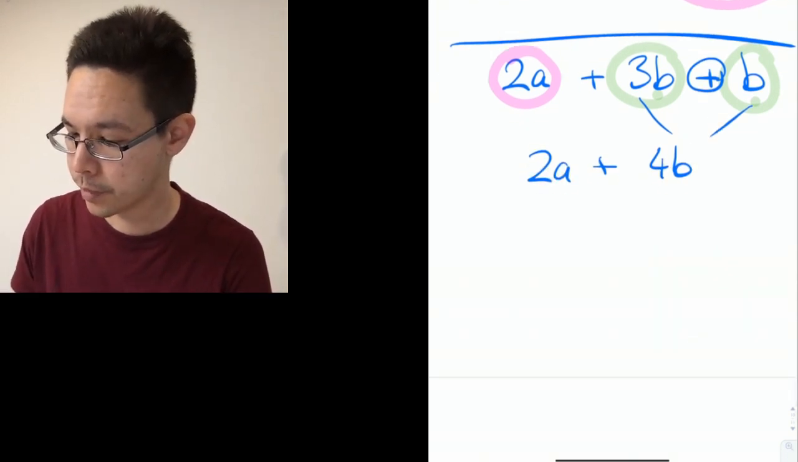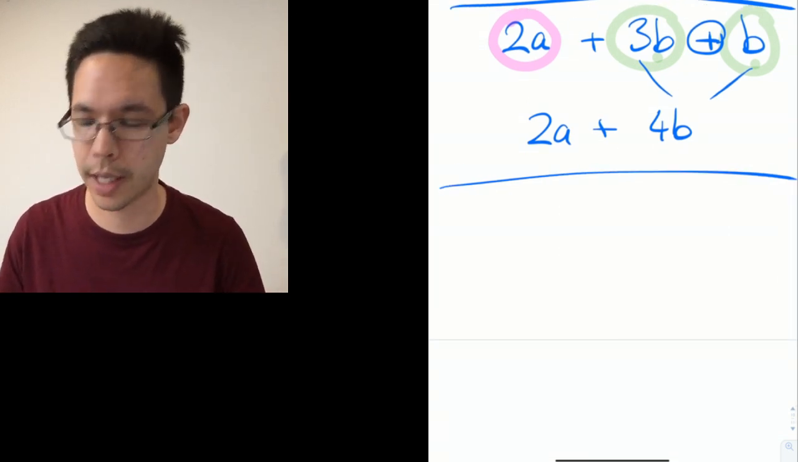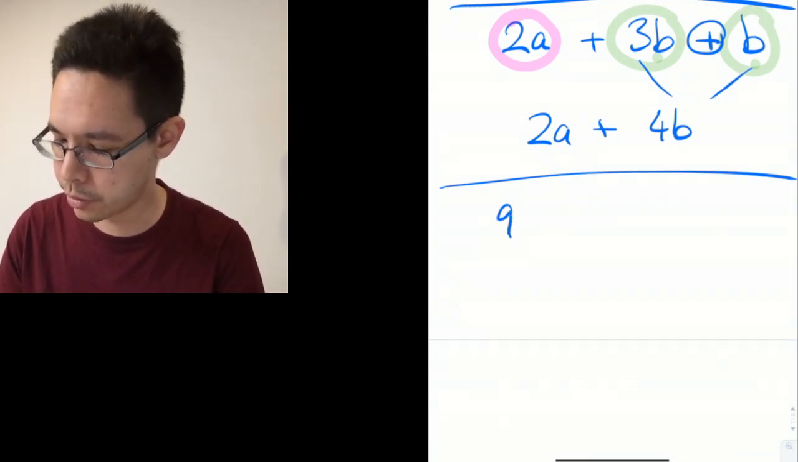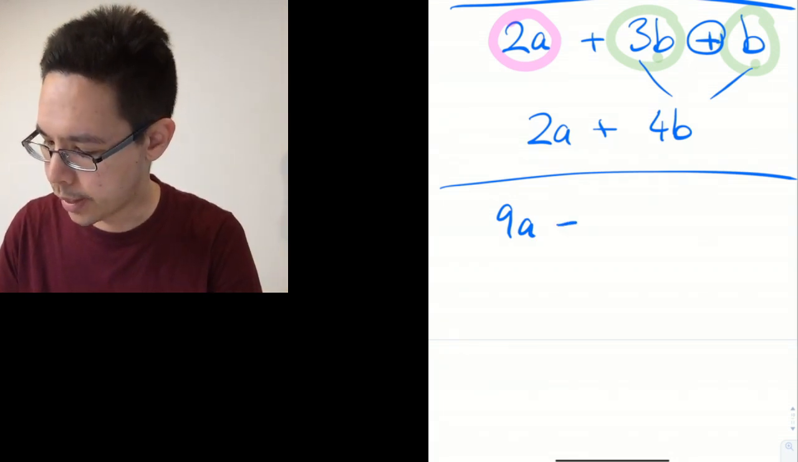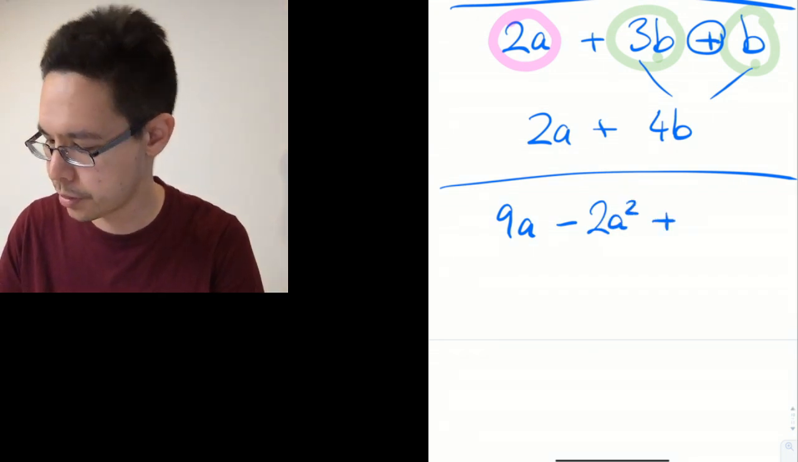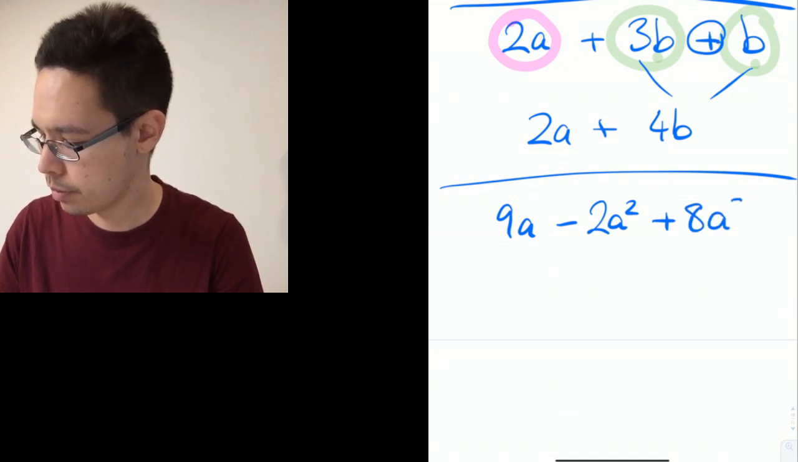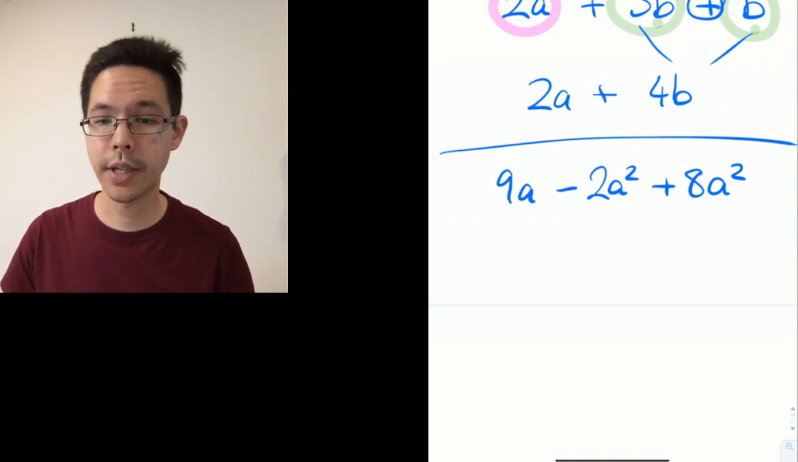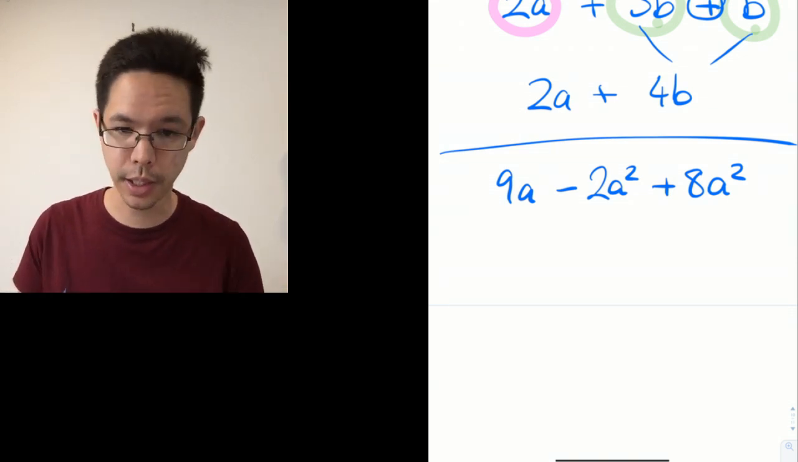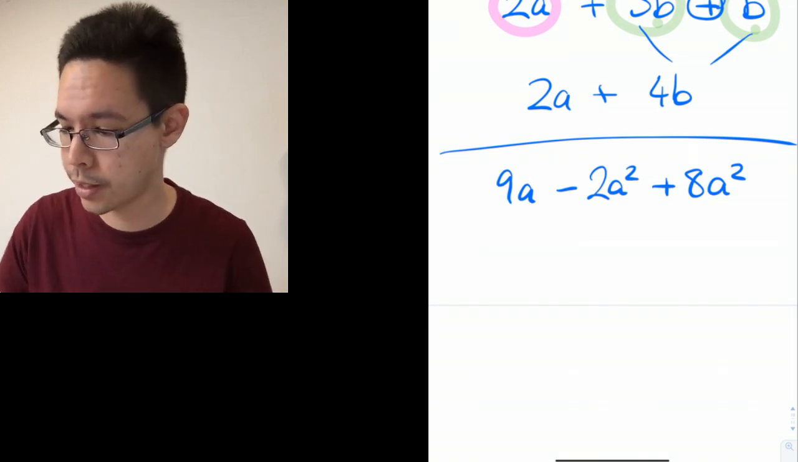I think perhaps that what's coming from behind Ruby's question is that there was a question on the test which said something on the order of 9a take away 2a squared plus 8a squared. Okay, so again, the rule is that for the terms to be alike, they have to have exactly the same letter combination, exactly the same letters.